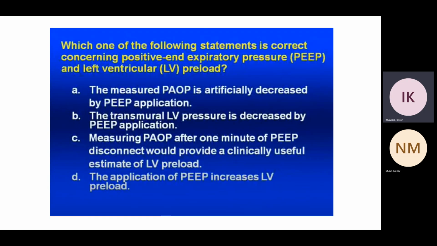Start with the first statement. What do you think about the first statement? Occlusion pressure decreased by PEEP. It should increase because PEEP increases the intrathoracic pressure.